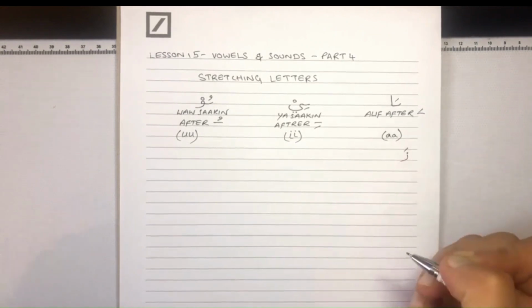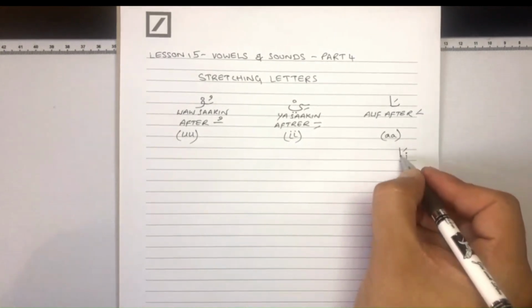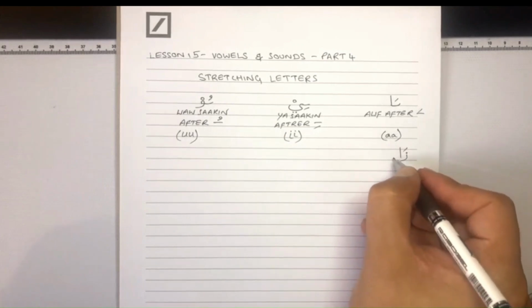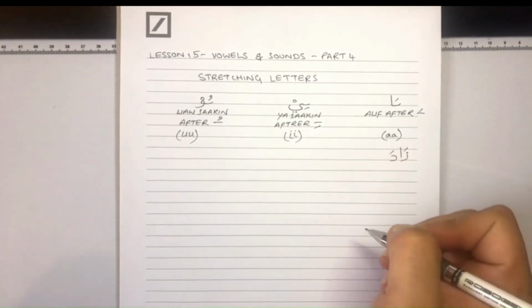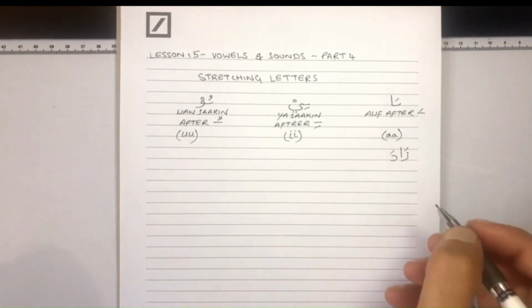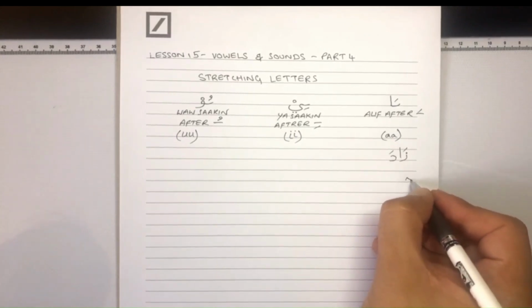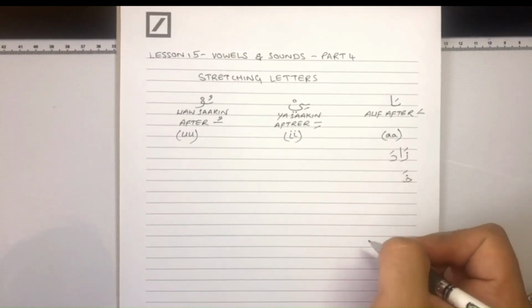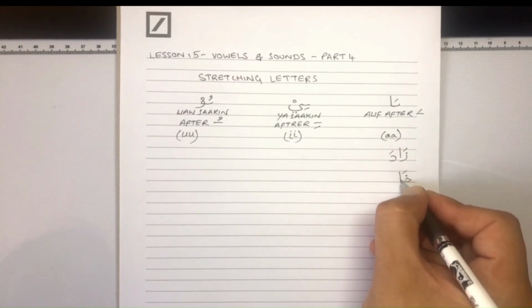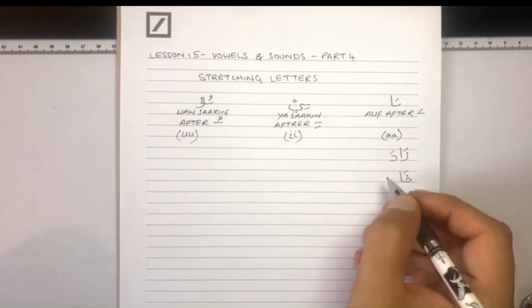Let's look at some examples. We have a za with the fatha is za, but we're going to give it the alif now, so it becomes za. And then a dal with the fatha is da, za da. See how the fatha sound was stretched? Let's try again. Kha with the fatha is kha, but give it the alif now, it becomes kha.